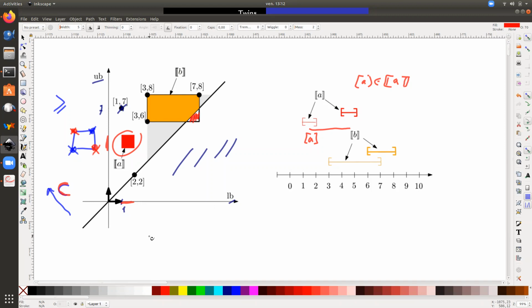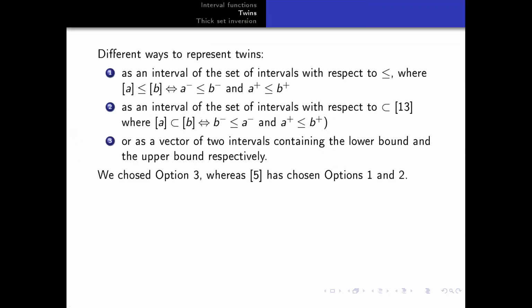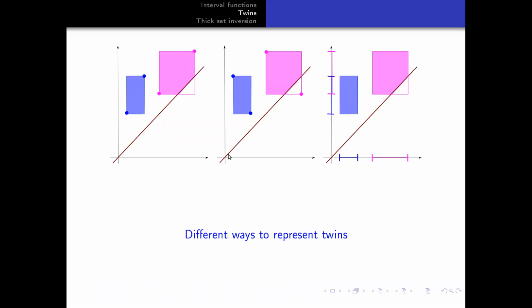And I will also consider some other way to represent these twins. So I come back here to my slide. Okay. So different ways to represent a twin, either with respect to the order relation smaller than, or another order relation, subset. But also I can represent by the interval corresponding to the lower bound and the upper bound. So we have chosen option 3, and I will try to tell here what it means.